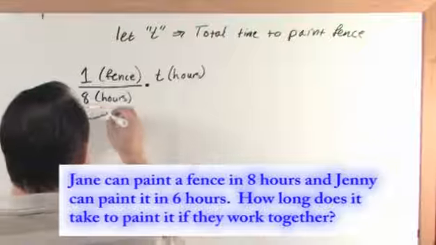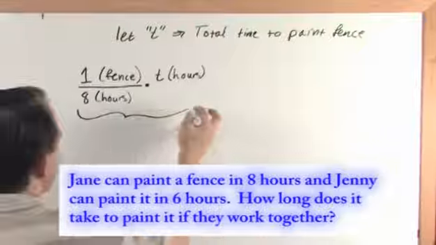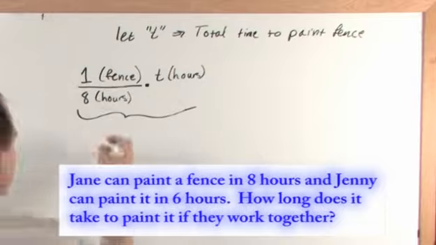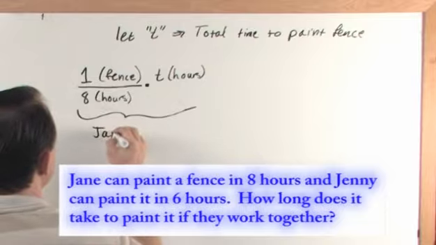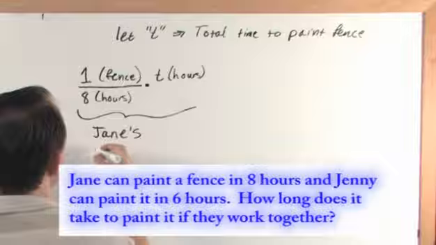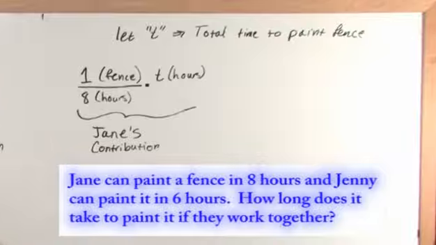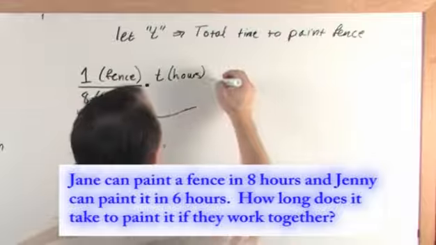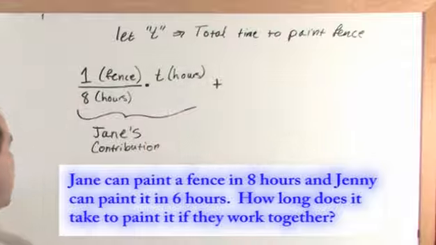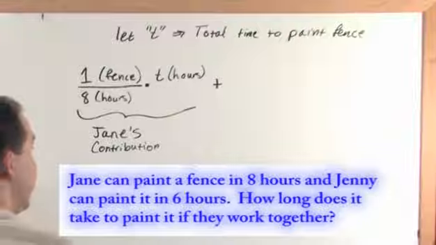So this entire quantity, once you multiply it out, is Jane's contribution to painting the fence. That's how much of the fence Jane herself can paint in the amount of time that they're working on it. Okay, I'm going to add to that how much of the fence Jenny can paint.